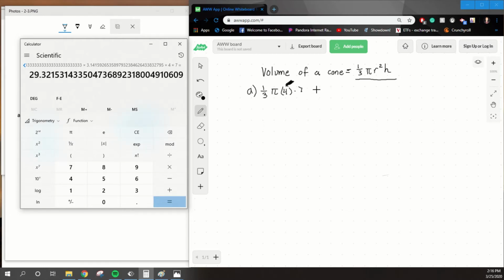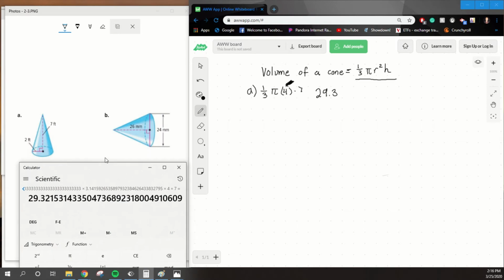So we should have 29.3, and don't forget we're solving for volume here, and we're in feet, so it is feet cubed.